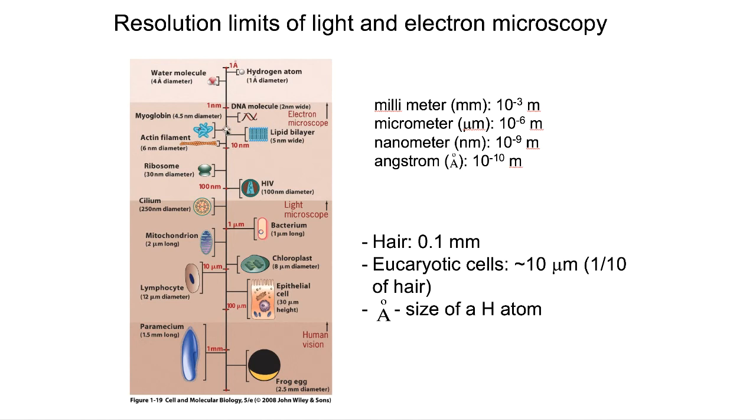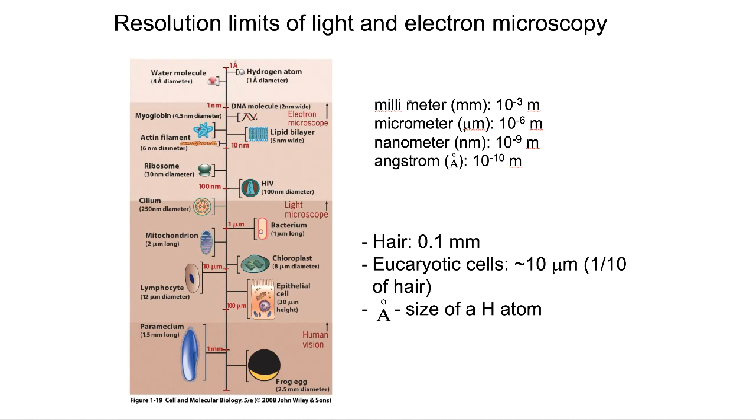Using electron microscopy, we can see smaller structures, and we can see many subcellular structures and constituents of cells and organelles. In biological electron microscopy, we usually have a resolution around 1 to 2 nanometers.